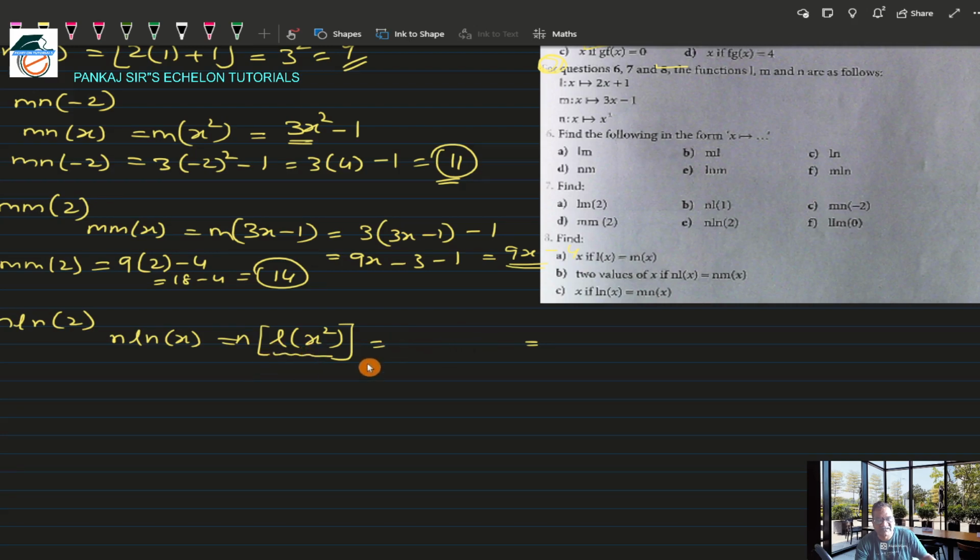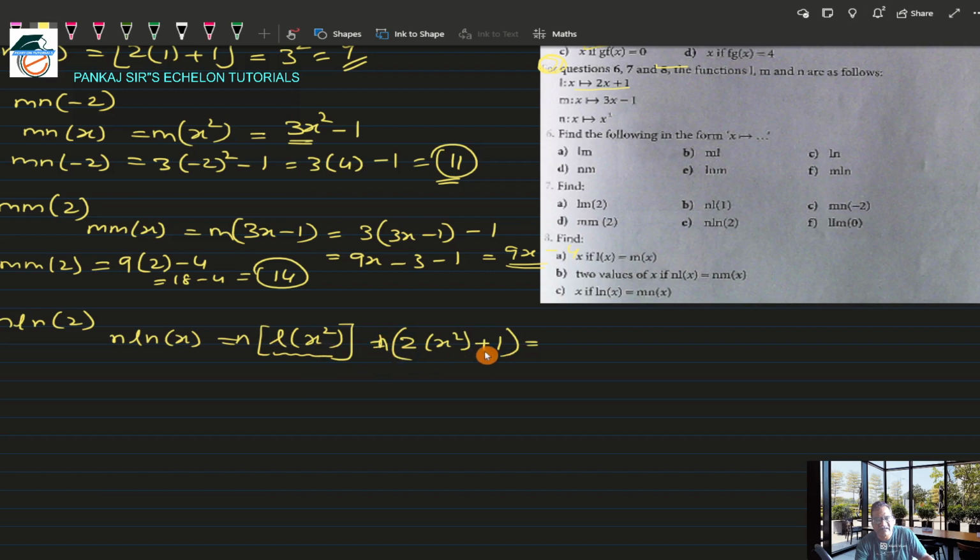L of x square will be what? See, L function is what? L function is this one, 2x plus 1, right? 2x plus 1. So in place of x, I'm going to put x square. That's it. Plus 1. So this will be my L of x square, and you have an N in front of that.